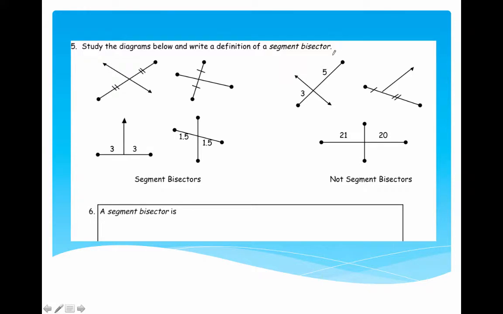Bisector seems like it should cut things in half, and in fact, I already kind of assumed this definition in the previous module. So it bisects, it cuts it in half. So a segment bisector is a line, ray, or segment which cuts a segment into 2 equal pieces. So the word equal is what differentiates this group and this group.